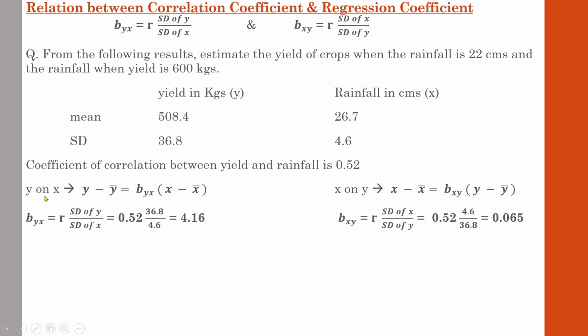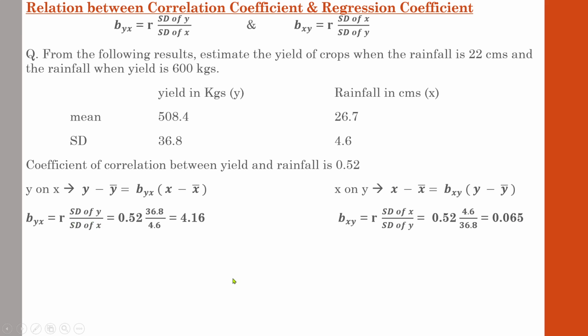The equation for finding the regression coefficient: byx equals r into standard deviation of y divided by standard deviation of x. R is already given, 0.52, into standard deviation of y, 36.8, divided by standard deviation of x, 4.6. You will get 4.16. Similarly, you have to do the same in the case of bxy. The equation is r into standard deviation of x divided by standard deviation of y. R is 0.52 into standard deviation of x, 4.6, divided by standard deviation of y, 36.8. You will get 0.065.